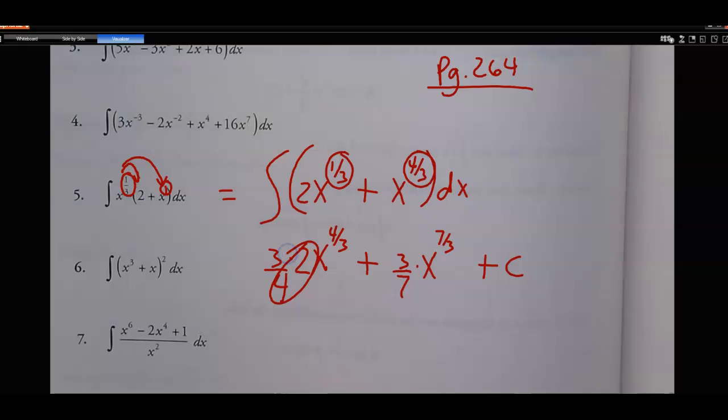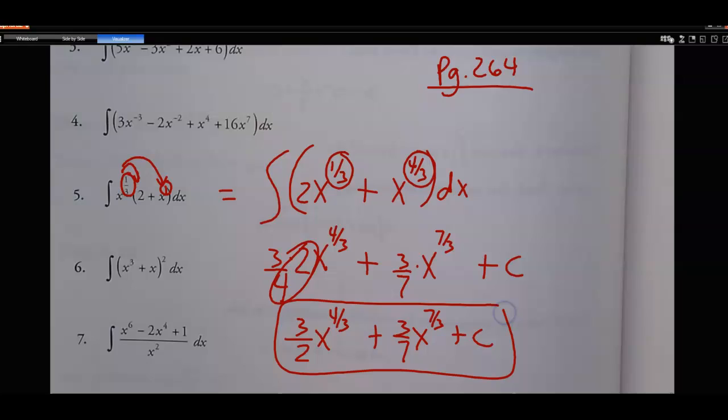Now the 2 and the 4 here can reduce to be 1/2. So what I'm going to be left with is 3/2 x to the 4/3 plus 3/7 x to the 7/3 plus c. And I'd say that's probably a good place to stop with that one.